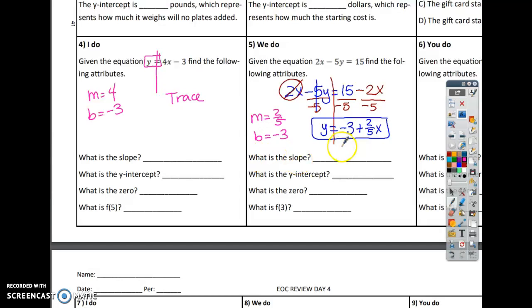What is the slope? It's a positive 2/5. What is the y-intercept? It's a -3. Okay? What is the 0? You can find the 0 on the graph. And what is f of 3? That's your x. They're saying when x is 3, what is y equal to? Okay, so we can find that also in the graph. So let's go put this equation in y equals trace, and let's go find these other two answers.